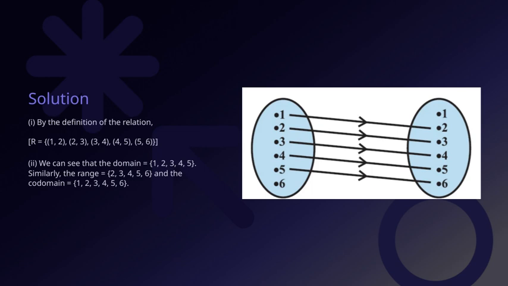So, in summary, this slide illustrates how the domain, range, and codomain are structured, and how the relation R explicitly connects each element of the domain to a corresponding element in the range, based on these pairs. This helps us understand the nature of the relation in a clear and organized way.